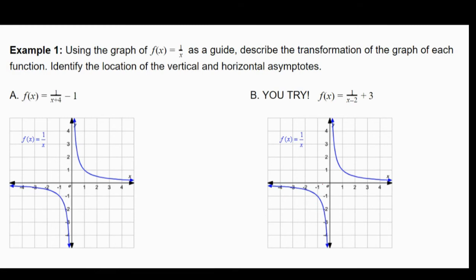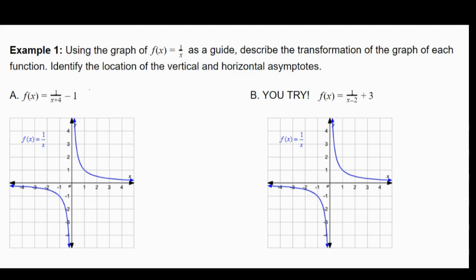All right, next we have example 1. It says using the graph of f of x equals 1 over x as a guide, describe the transformation of each graph of each function and identify the location of the vertical and horizontal asymptotes. So here we have 1 over x plus 4, minus 1.